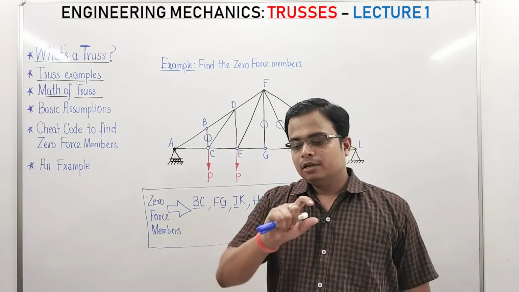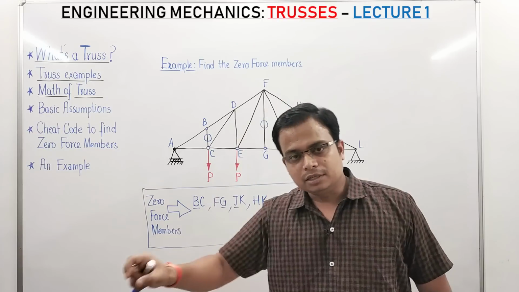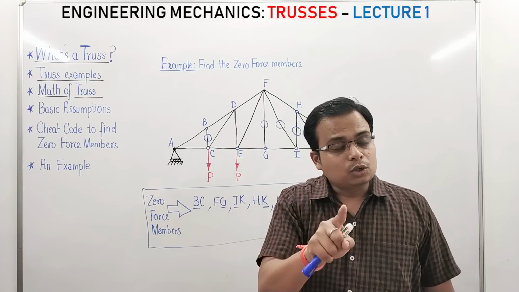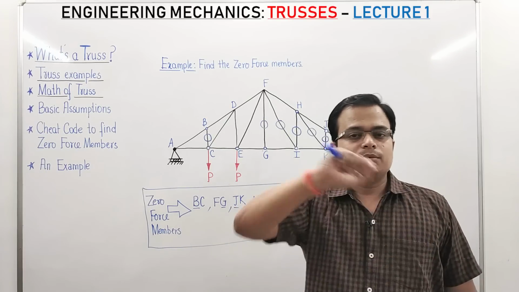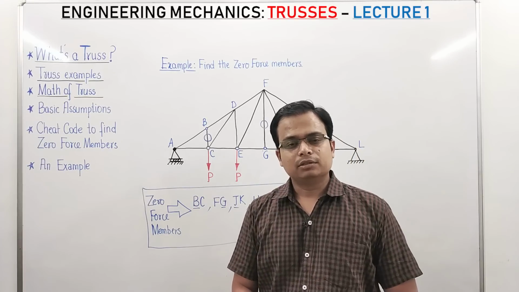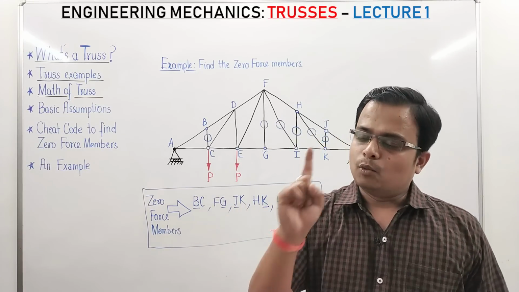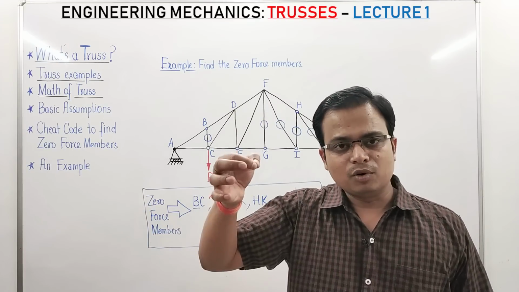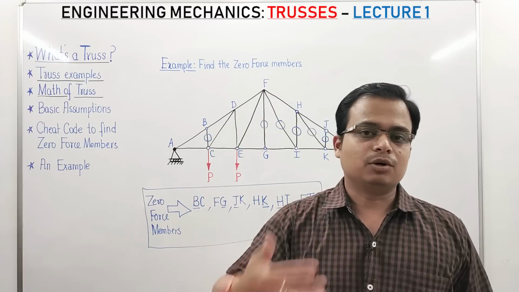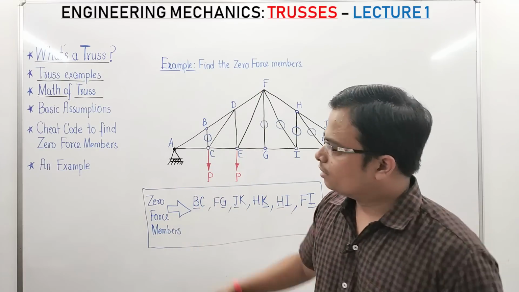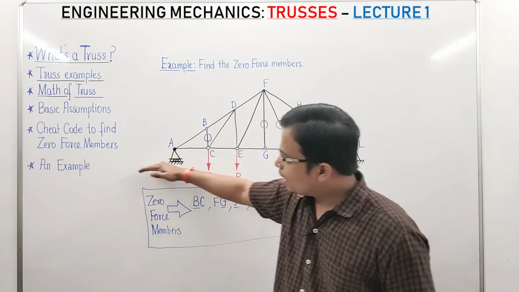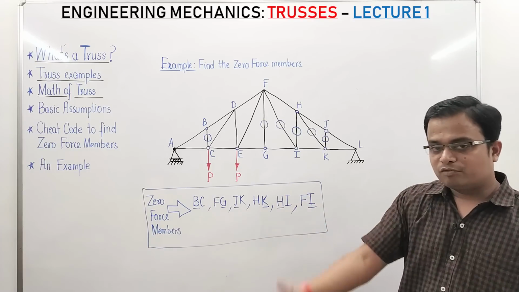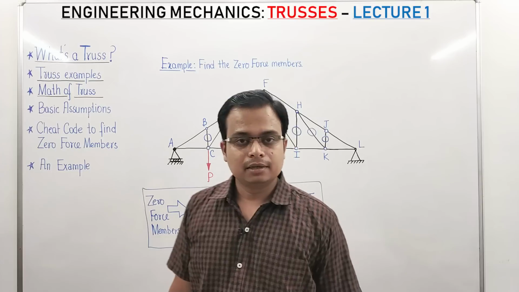Cheat code number one said, if you've got two members at a joint with no external force on the joint, and those two members are not collinear, in that case both the members are going to have zero axial forces. Then there was another cheat code which had one joint and three members, two members were collinear, there was no external force, and the third member is obviously going to have zero internal axial force. And then we applied all of those cheat codes to work out this very example. So try to do this on a plain sheet of paper.